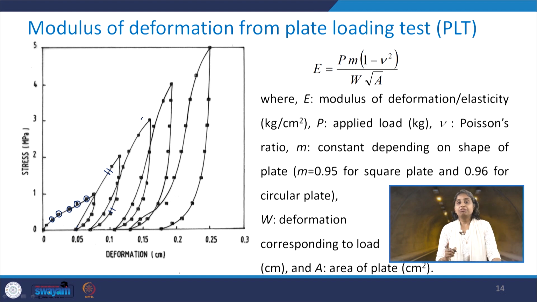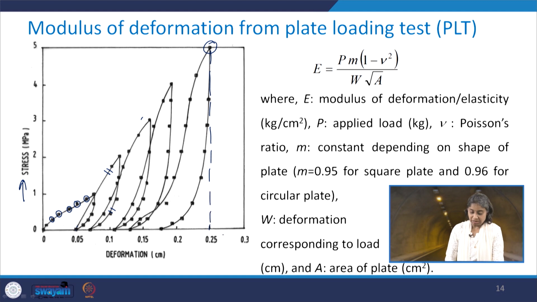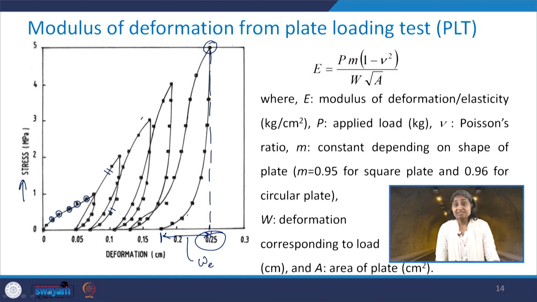From here we can obtain the deformation corresponding to any load. For example, corresponding to a particular load, if you divide that by the area of the plate, you will get the stress in megapascal. So let us say corresponding to 5 MPa, what is going to be the total deformation? We just drop it here and it is maybe approximately 0.25 centimeter. But then what is going to be the elastic displacement here? Upon unloading, this much has been recovered. So this is what is going to be WE in the case of the last cycle.